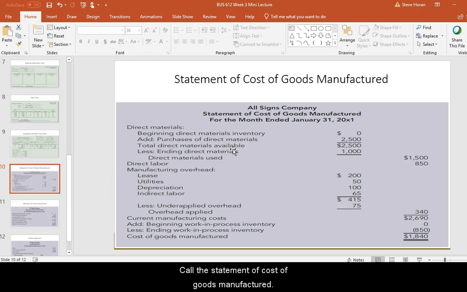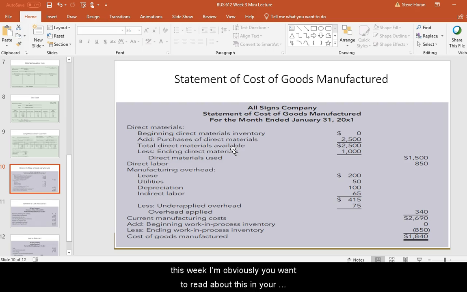And so that leads to what they call the statement of cost of goods manufactured. So this is what companies put together to help them figure out what was the cost of making our goods for the accounting period. This one happens to be for a month. So you're keeping track of how much direct material was used, how much direct labor was used, how much overhead was allocated, and then what's left over is your cost of goods manufactured, 1,840.